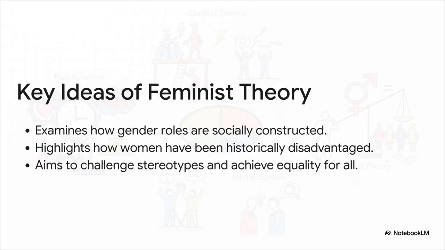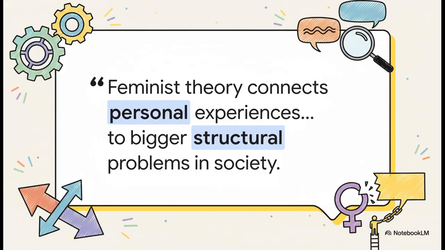This lens shows us that what we think of as masculine or feminine isn't some biological destiny. It's socially constructed. We're taught these roles by our families, by our schools, by the media. And the goal of this theory isn't just to point out the inequality. It's to actively challenge those stereotypes and work towards a society that is truly equal for everyone, no matter their gender.